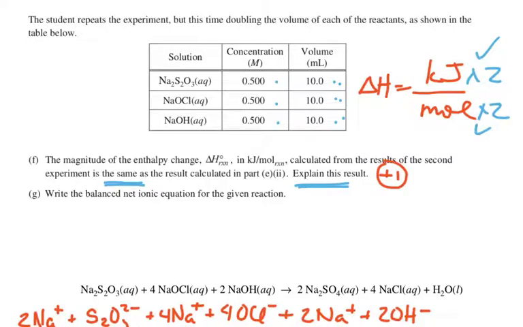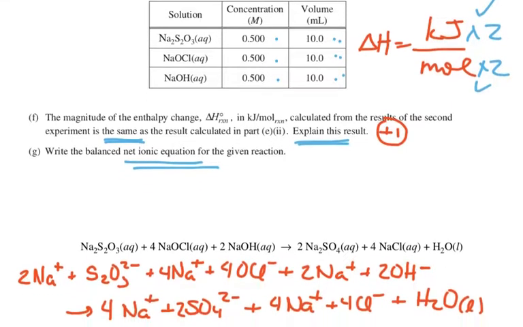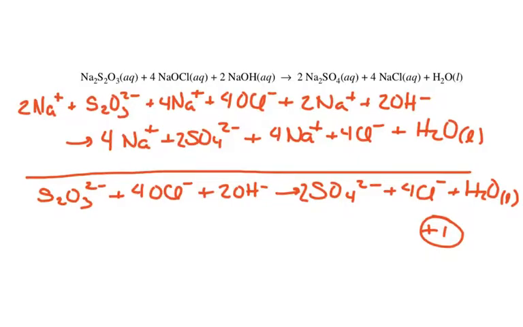Last part here is write the balanced net ionic equation for the given reaction. So this is the reaction way back from the beginning. And so we say it's Na2S2O3. That breaks up to be 2 Na pluses and an S2O3 2 minus. 4 NaOCls, that's 4 Na pluses and 4 OCl minuses. NaOH, 2 Na pluses, 2 OH minuses.